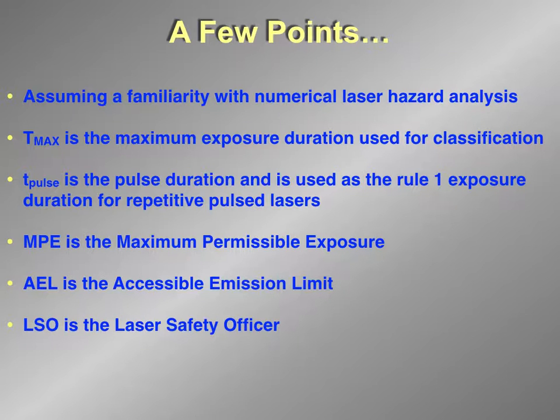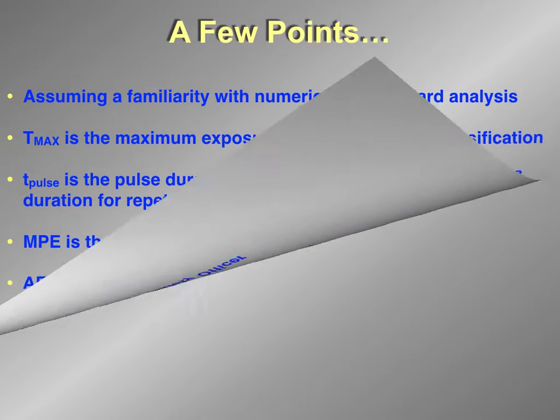In the presentation, you'll see Tmax, and that is the maximum exposure duration used for calibration classification. We have T-pulse, and this is the pulse duration and is used as the Rule 1 exposure duration for repetitive pulse lasers. The MPE is the maximum permissible exposure, and the AEL is the accessible emission limit. LSO is the laser safety officer.